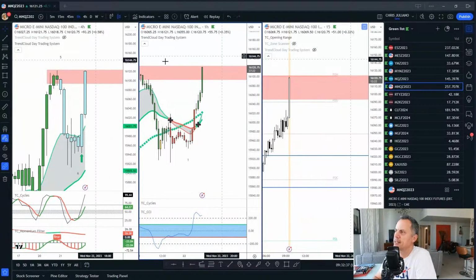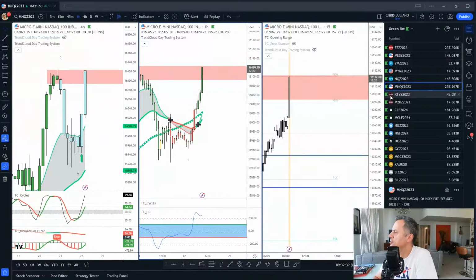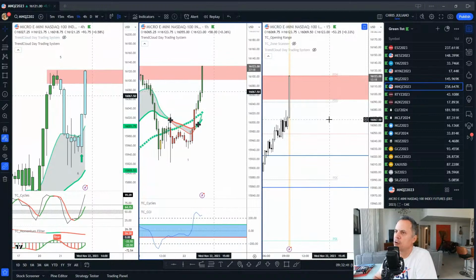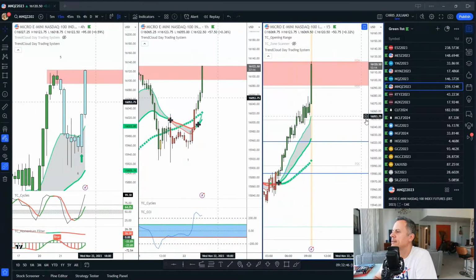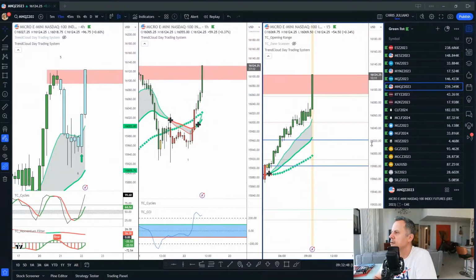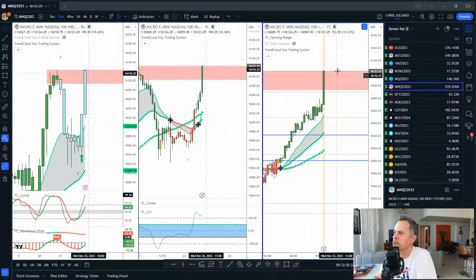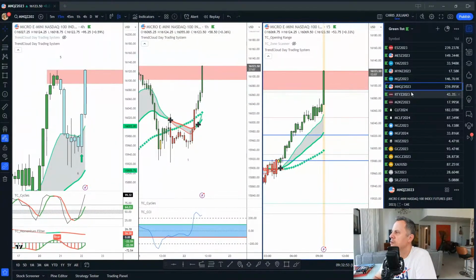Okay, so let's let the indexes do their thing and form the opening range, and then let's start looking at what we can take here. Very strong uptrend on that 15-minute chart as well.